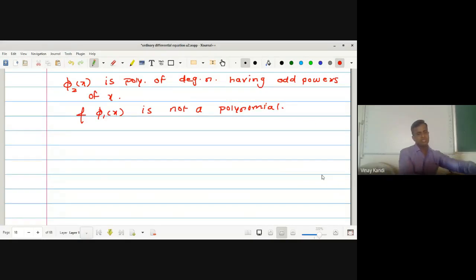Okay, hence these are the linearly independent solutions of Legendre's equation. Okay, any doubt up to here? Okay, now the next definition, this is the Legendre's polynomial, and these are the two solutions phi 1 and phi 2 of Legendre's differential equation.